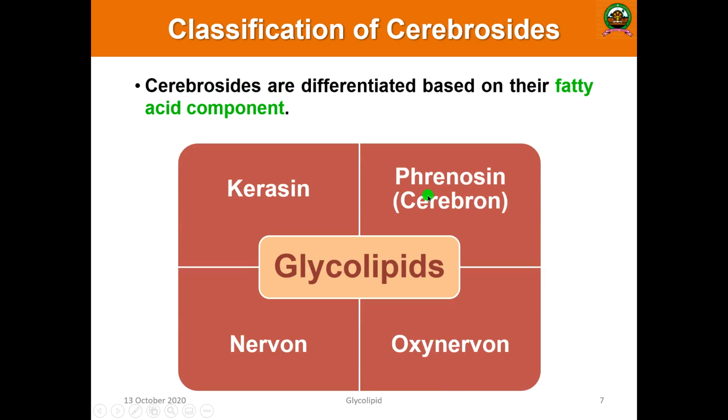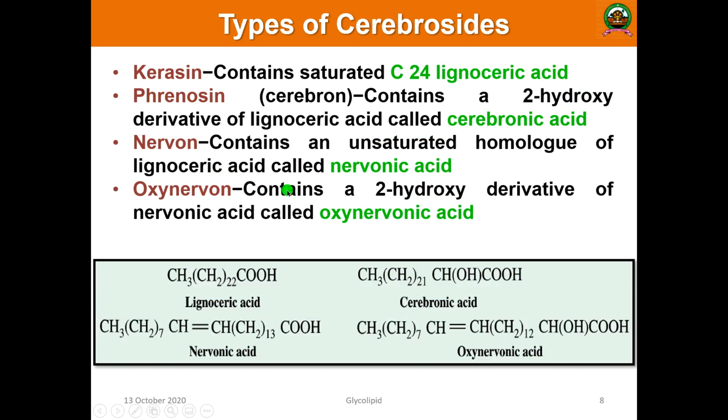And the cerebrosides are classified into various groups depending upon the fatty acid composition. Depending upon which type of fatty acid is present, they can be classified into 4 different groups. One is kerasin, next one is phrenosine or cerebron, next one is nervon, next one is oxynervon. So these are the major types of cerebrosides. Now we will see very briefly about all those components.